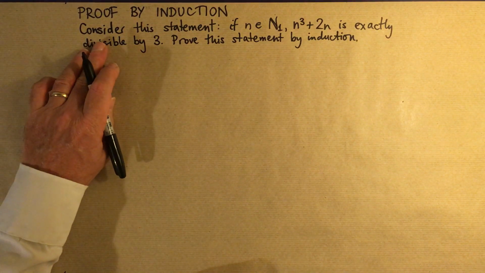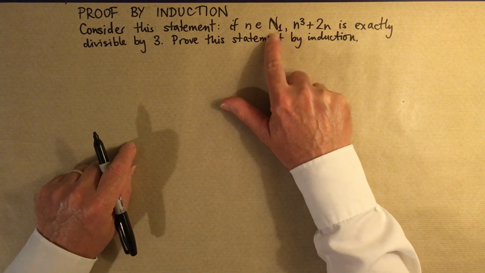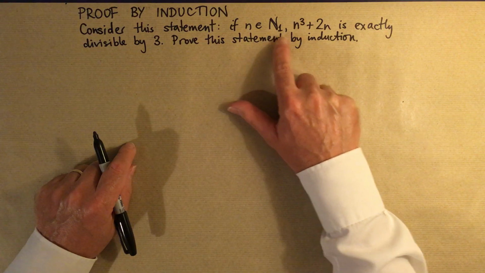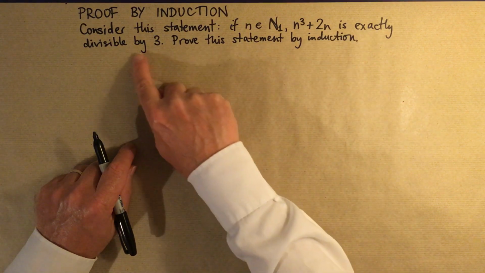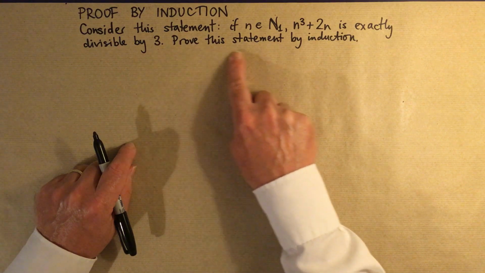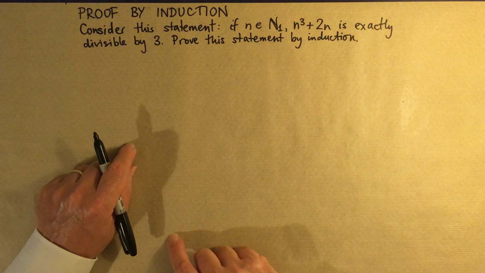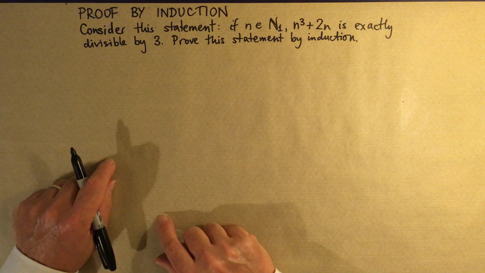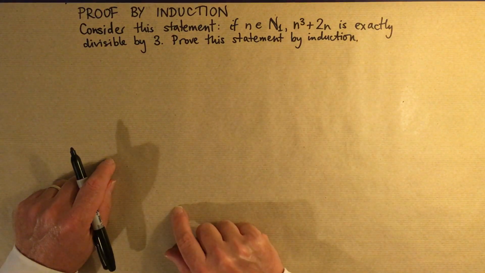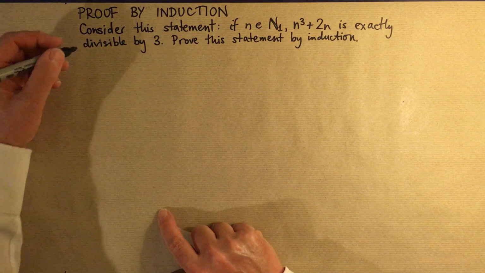So it says, consider this statement. If n is a member of the set of natural numbers starting at 1, then n cubed plus 2n is exactly divisible by 3. Prove this statement by induction. In the proofs that I give you, I will be explicit whether or not I want it by induction or a direct proof. There is a direct proof of this, but it's fairly hard, and I wouldn't set it as a question. But the proof by induction is fairly straightforward.